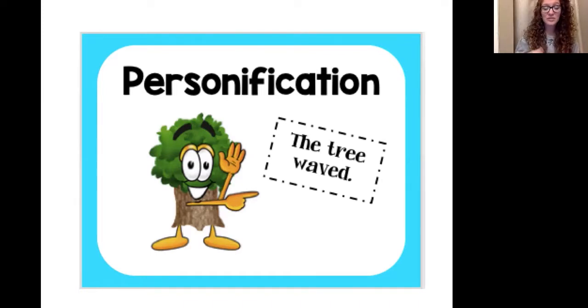So this example is the tree waved. When I think about waving, I think, okay, that's a friendly gesture. And it's a movement that goes back and forth. So what I'm picturing in my mind is a tree with a light breeze maybe, and it makes me feel happy and friendly. It's not anything scary or anything creepy. If I was saying the tree stomped through the grass, that might be like a loud, angry gesture. Maybe there's a storm, or maybe the tree's about to break.